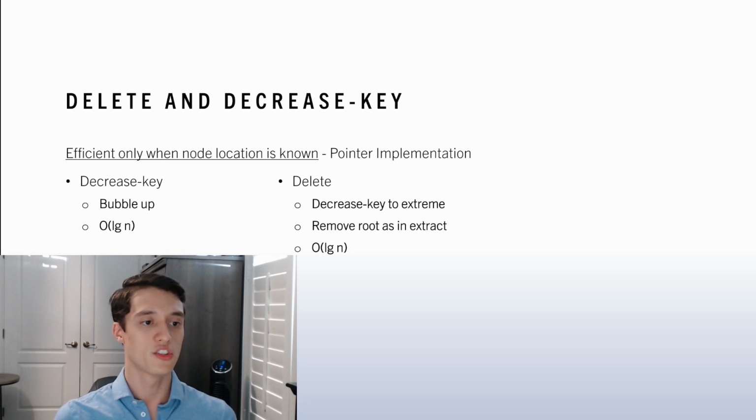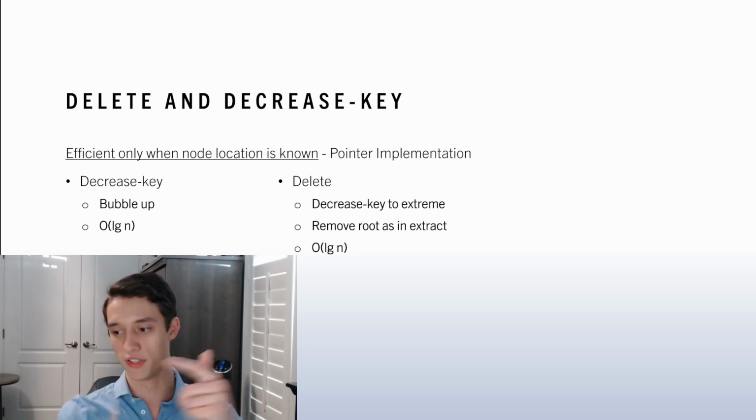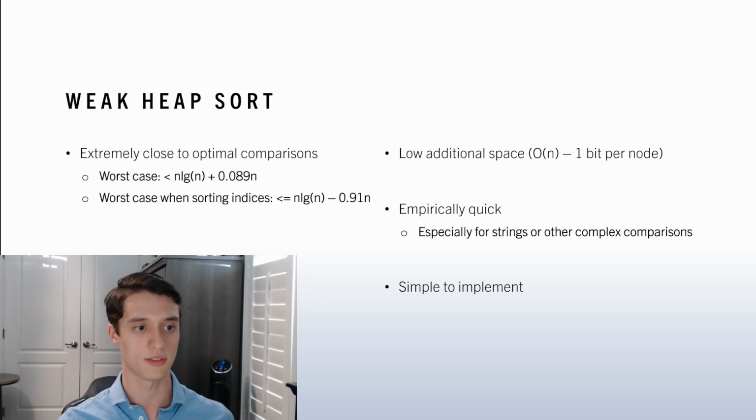So when you decrease key, we're just going to set that key, we're going to bubble up, and that's going to be order log n, since we're doing at most one comparison each level. For delete, we're going to decrease key to the extreme, we're going to remove the root, and then we're going to have to do our extract root procedure and bubble down backwards. So we're going to bubble up and bubble down for delete. Order log n both ways.